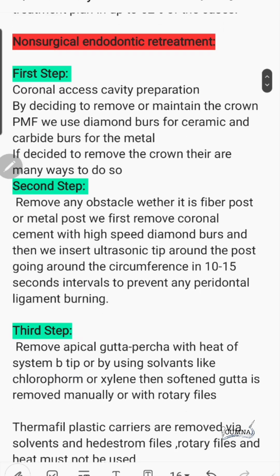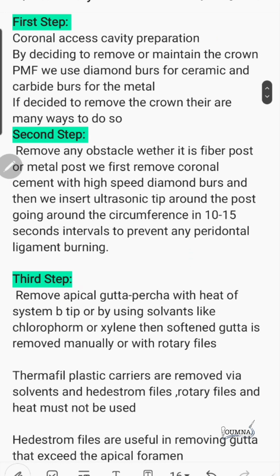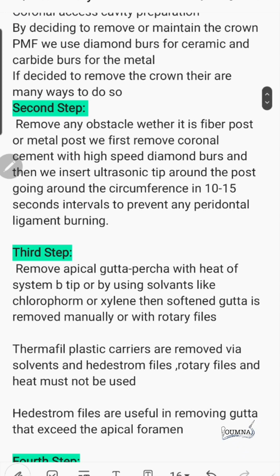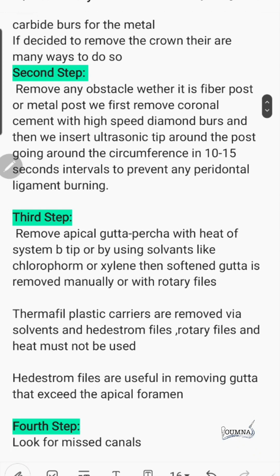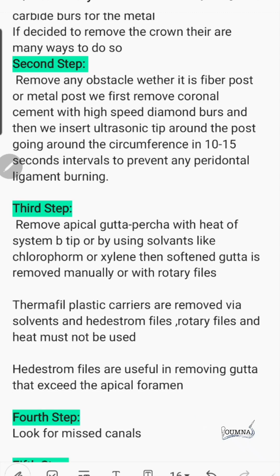The steps of the non-surgical endodontic treatment. First step is the coronal access cavity preparation. By deciding to remove or retain the crown, PFM crown, we use diamond burrs for ceramics and carbide burrs for the metal. If decided to remove the crown, there are many ways to do so.